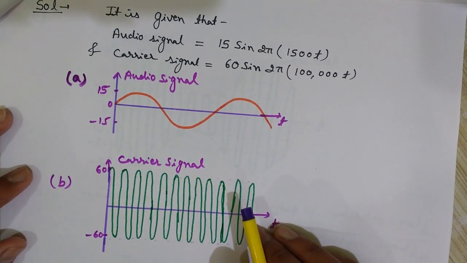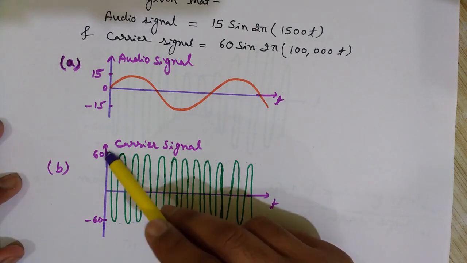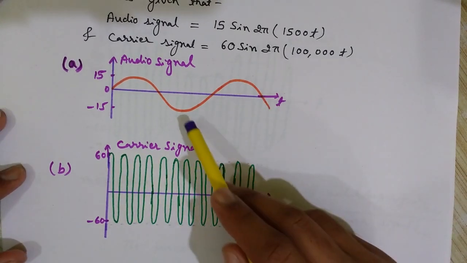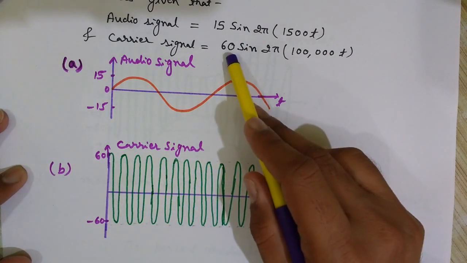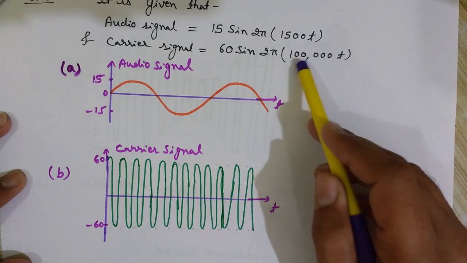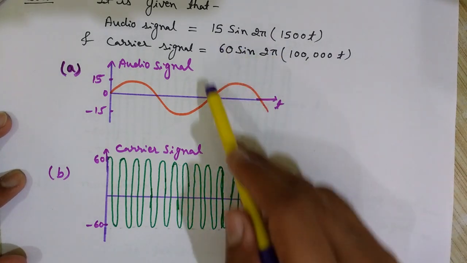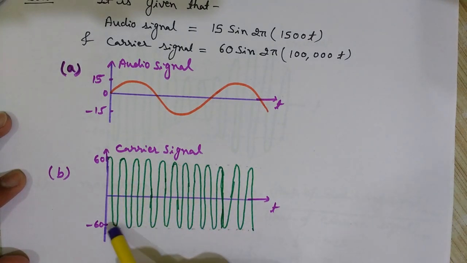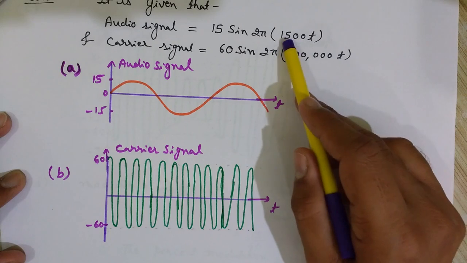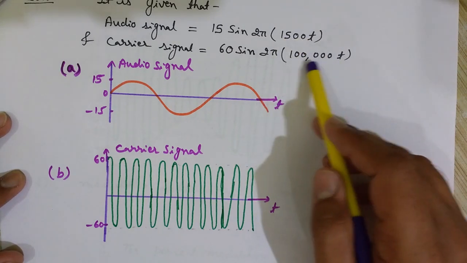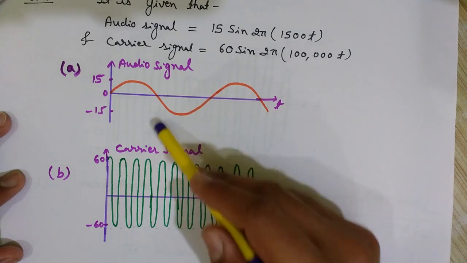Now let's draw the carrier signal. The second part is to sketch the carrier waveform. So this is our carrier waveform. As I told you, the frequency of the carrier wave is very high in comparison to the modulating signal. What is the equation of the carrier wave? It is 60 sin(2π·1000000t). In the A sin(2πft) format, 60 is the amplitude, so the positive peak is 60 and the negative peak is minus 60. It is also a sinusoidal graph, and its frequency is 1 lakh, or you can say 100k, while the message frequency is 1500. It is clear from this waveform that its frequency is much larger than the message signal, this audio signal.